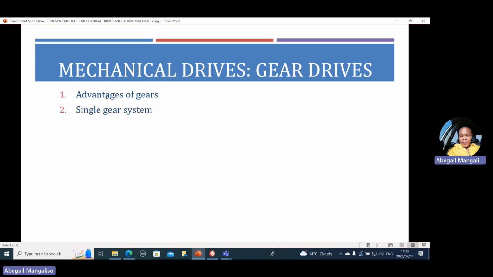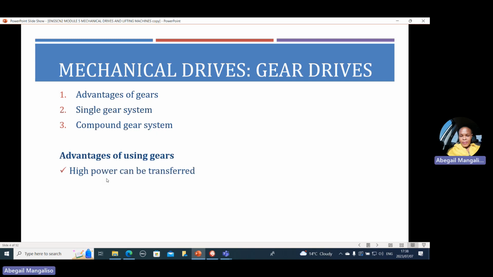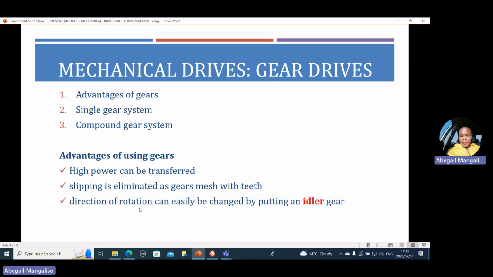The gear drives have advantages and disadvantages. So for the learning outcome, we're going to talk about advantages, focus on the single gear system, and focus on the compound gear system. Advantages of using gears: high power can be transferred. Slipping is eliminated as gears mesh with teeth. Direction of rotation can easily be changed by putting an idler gear. Gears mesh directly and losses are minimal. Gears need very little maintenance.